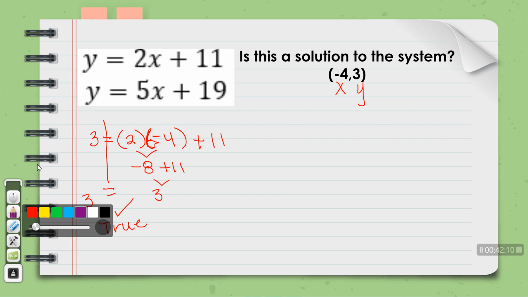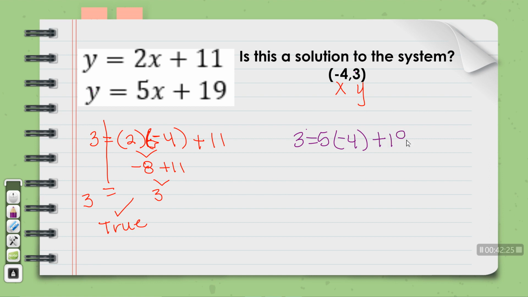All right, now I want to try it. It works for the first one. So now we need to see if it works for the second one. We're going to do the same thing again. Take the 3, plug it in where the y is. So 3 equals, and then we're going to have 5 times the x value up here, which is negative 4. And this time we're adding 19. Take your calculator, if you have it, and plug this in. Work the right side. Whew, my pen keeps messing up.